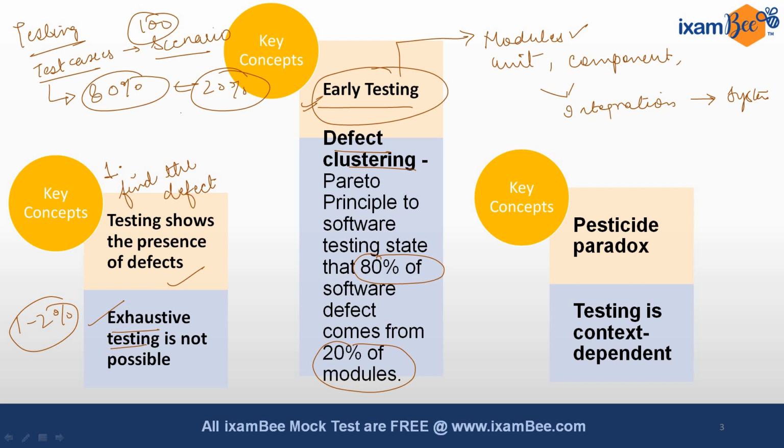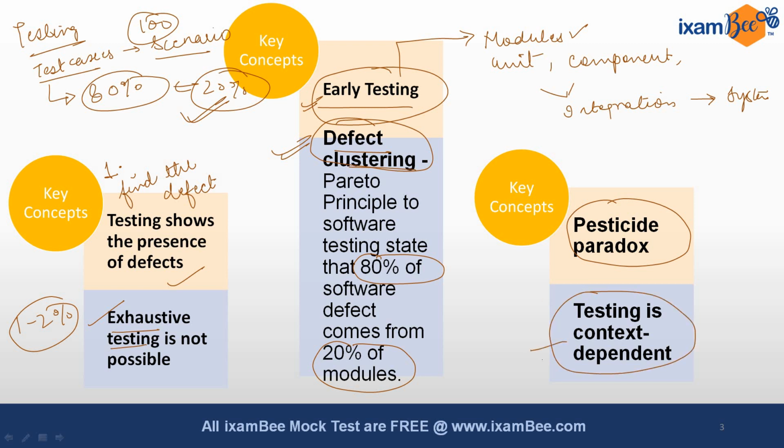There will definitely be a 20% more prone area of the software which will account for 80% of the software defects. This is called defect clustering. You have to focus on that defect cluster which will give you the maximum number of defects, so that you can solve them and will not get them in the future onwards. Then the next one is the pesticide paradox, and the last one is testing being context dependent.